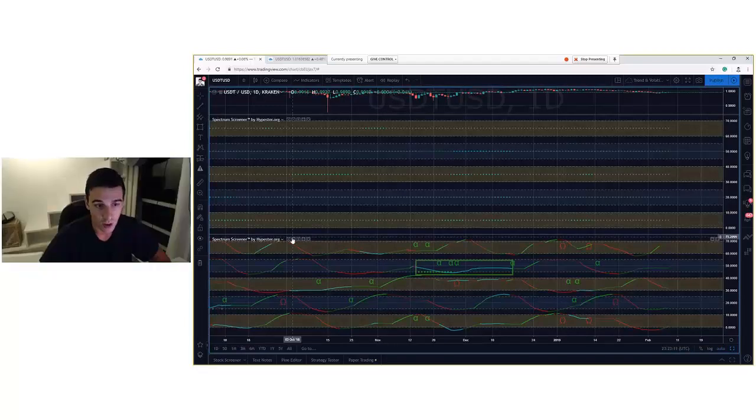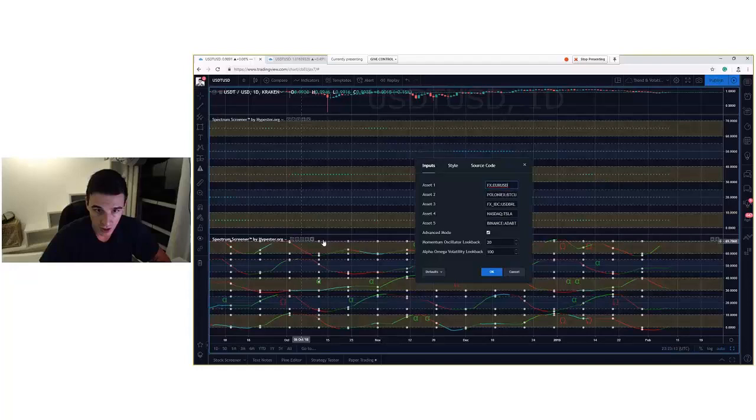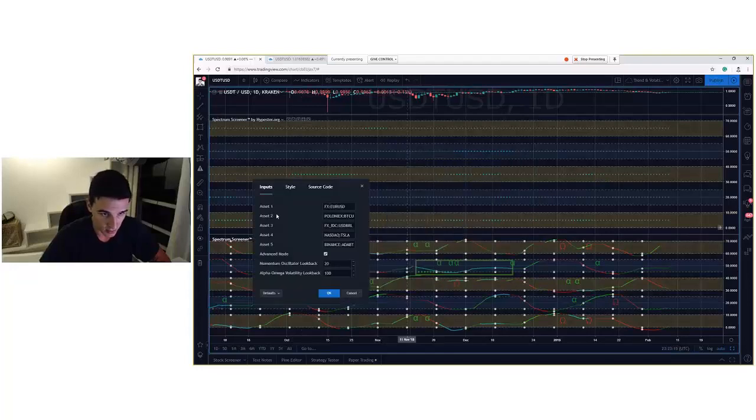So when you click on the options here, you have the asset part where you can simply type the exchange, the broker you're using, and the asset. And then it basically does the whole thing for you. And then you can choose, hey, advanced mode or simple mode. And then you also can set how sensitive the momentum oscillator is and how much the volatility, which is the alpha omega indicator, is. And you can basically increase or decrease the settings here.